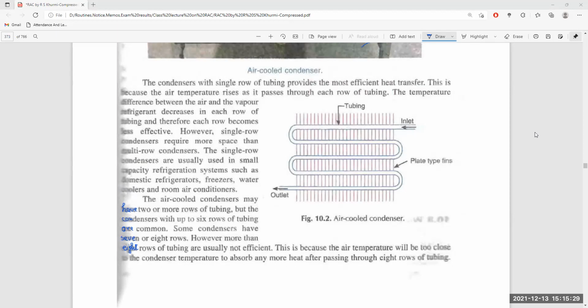However, single-row condensers require more space than multi-row condensers. The single-row condensers are equally used in small capacity condensation systems such as domestic refrigerators, freezers, etc.